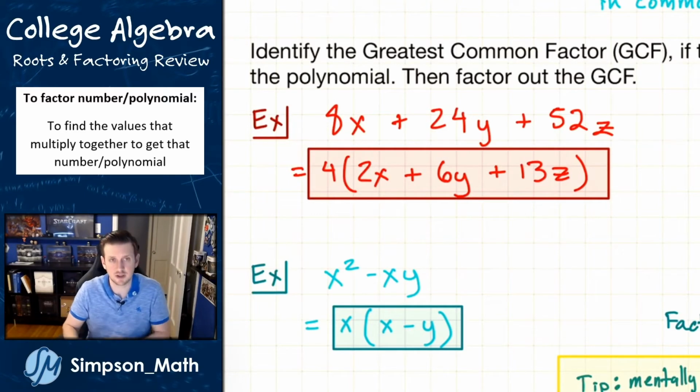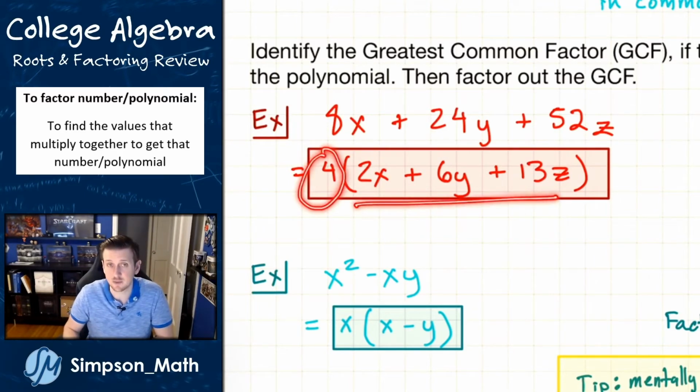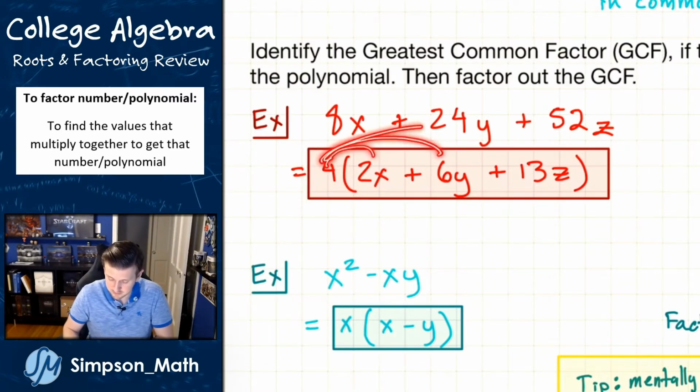Let me just jump to the answer. So notice, if I have 4 times this polynomial, I could distribute this into here. And if I do that, I would get 4 times 2x is 8x. And then 4 times 6y is 24y.